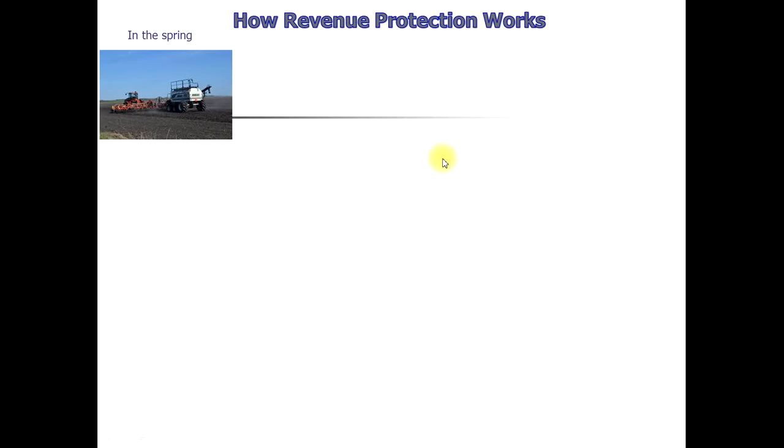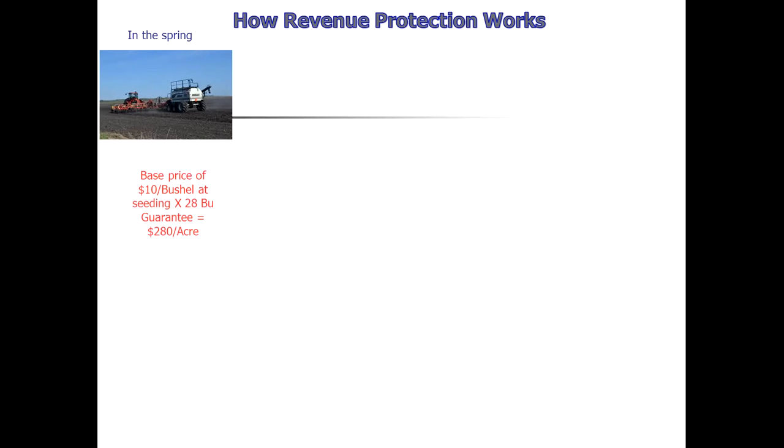So how does revenue protection work? We'll get into the example here. Basically, in the spring, which is actually in February, they average the futures market price for wheat, barley, canola, and peas, as well as a revenue product. So in this example, we're going to use wheat, and we're going to use kind of an inflated price just to make this example simple.